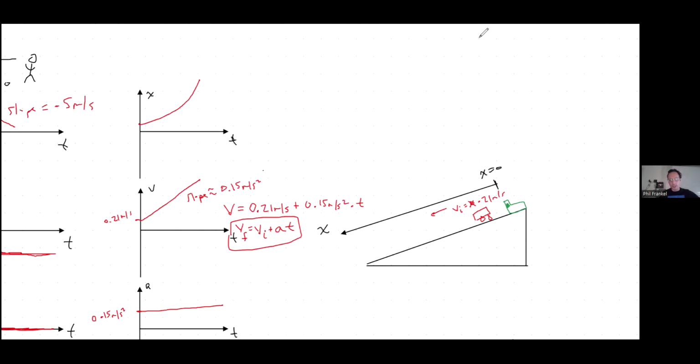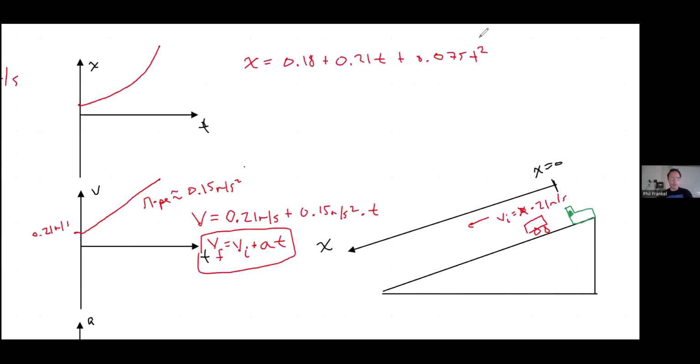So let me write down the equation that the computer, the Logger Pro software, gave me. I'm going to write this down in reverse order. 0.18 plus 0.21 t plus 0.075 t squared. My pen is not too accurate. I'll zoom in a bit. All right, let's try to make sense of these things.